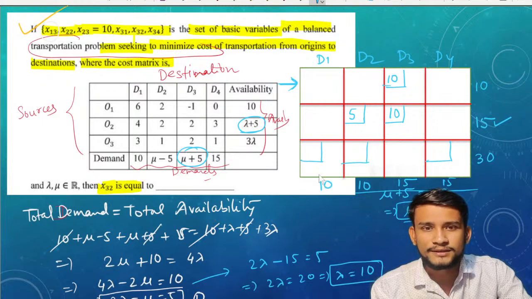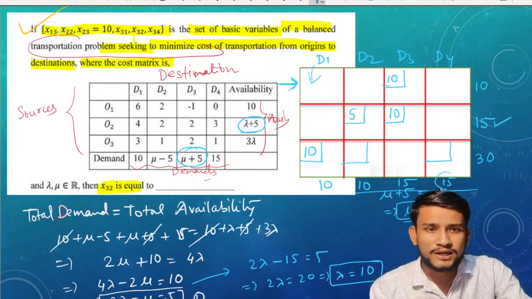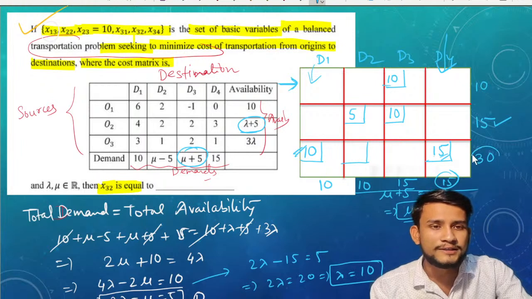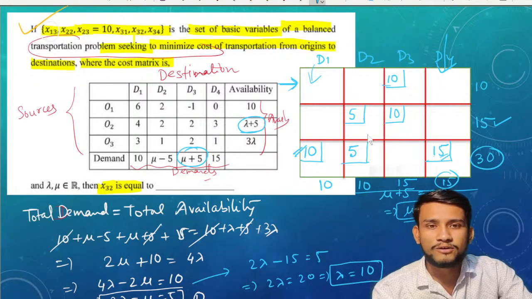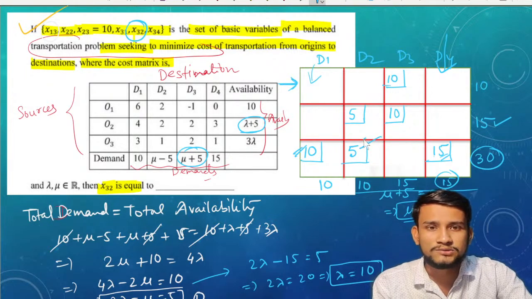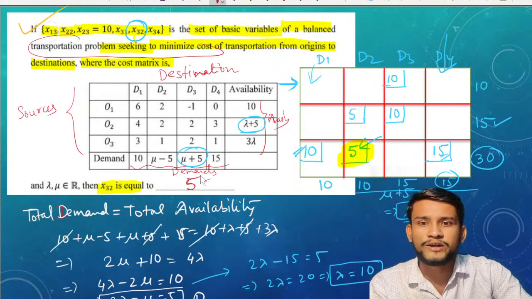Now, since in this column there is only one allocation, we just write 10 here. Here is only one allocation, and in this cell only 15 units are needed, so we allocate here 15. Since 15 plus 10 is 25, and the allocation is 30, we have to give here the 5 units. So we get the value 5 units, and we need only x32. So x32 is this one, which means 5, so the correct answer is x32 equal to 5. This is a very easy problem.